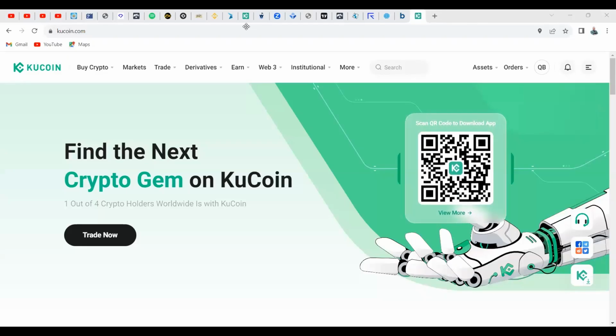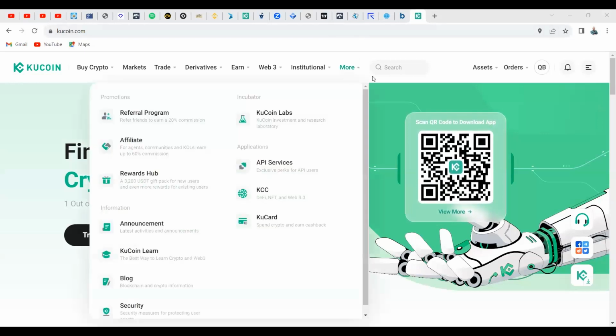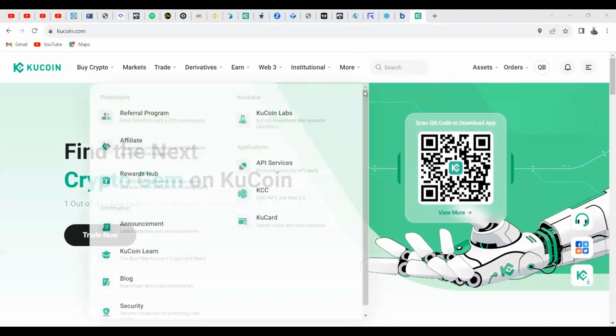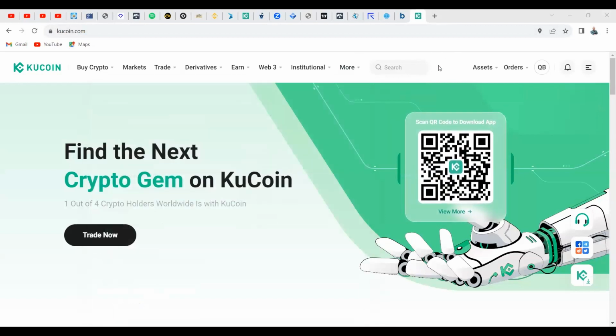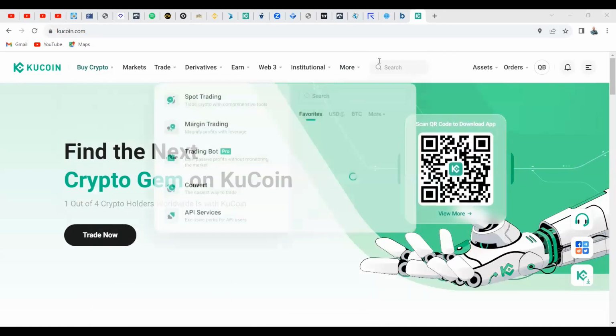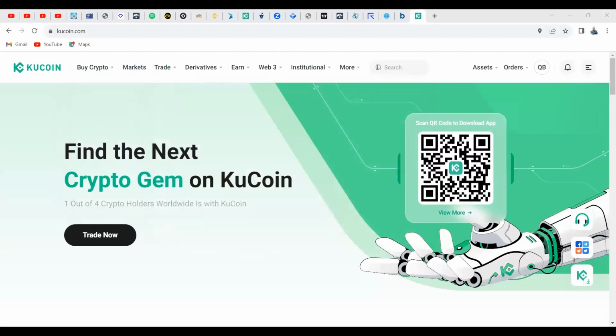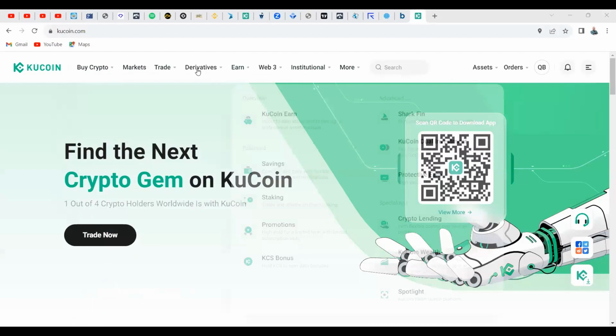All right, so as you guys can see, I am now logged into Kucoin. Kucoin is by far one of my favorite applications when it comes to cryptocurrency trading. I love its simplicity. I love how you can find everything simply on these tabs that you see over here. This is by far one of my favorite cryptocurrency trading platforms, and today we are going to be sharing how to trade futures for beginners on this particular platform.